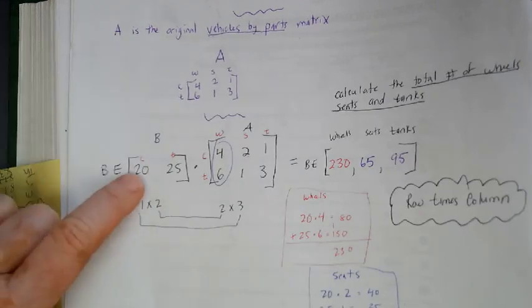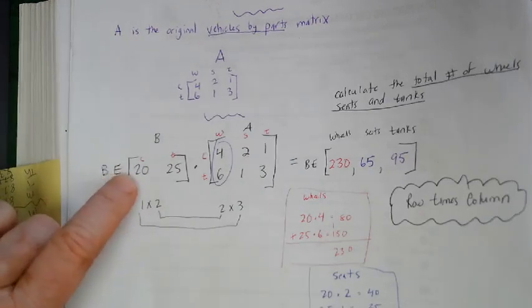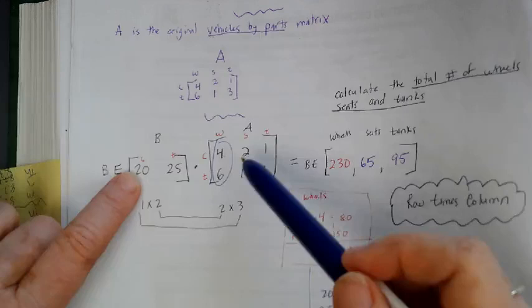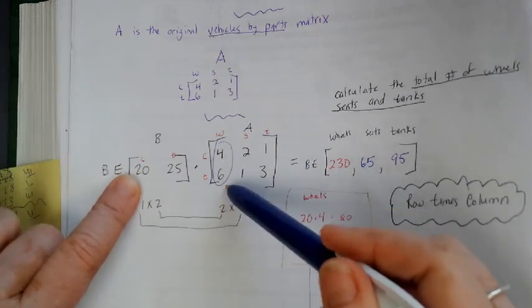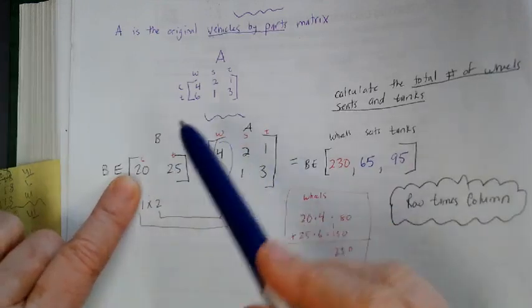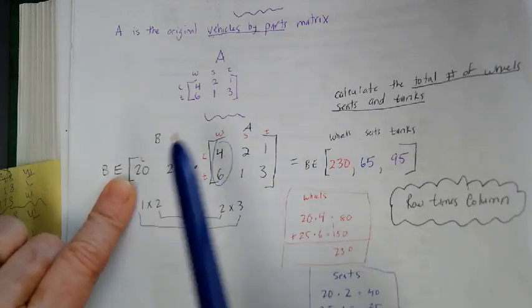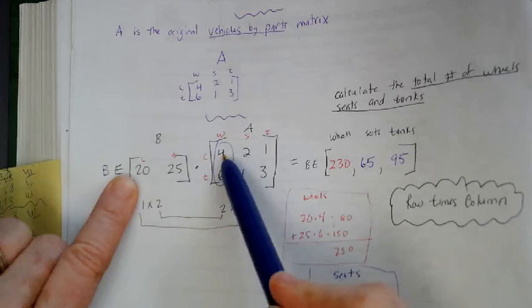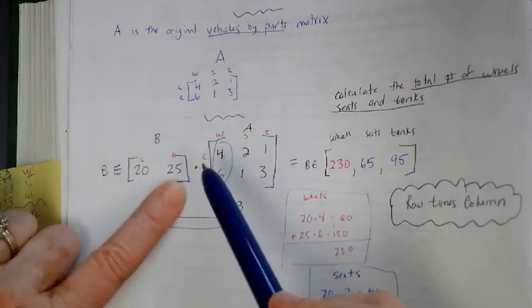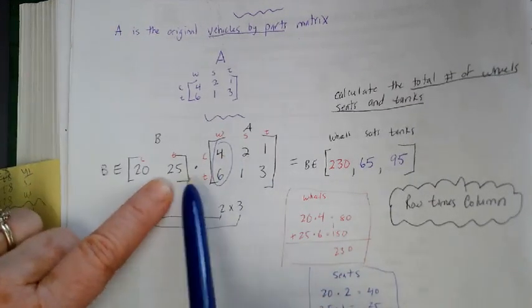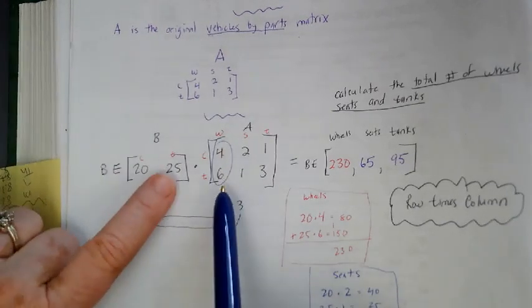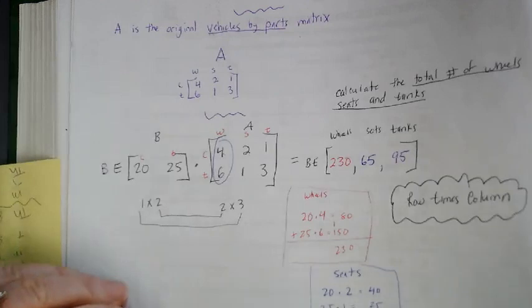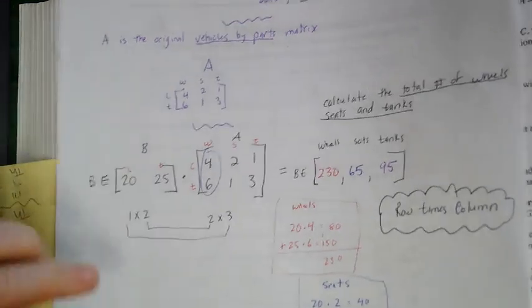So it's kind of like I multiplied row 1 by column 1. Or no, well, it's like I multiplied the cars by the cars and the trucks by the trucks. I multiplied 20 times 4 plus 25 times 6. So we'll do the rest of them.